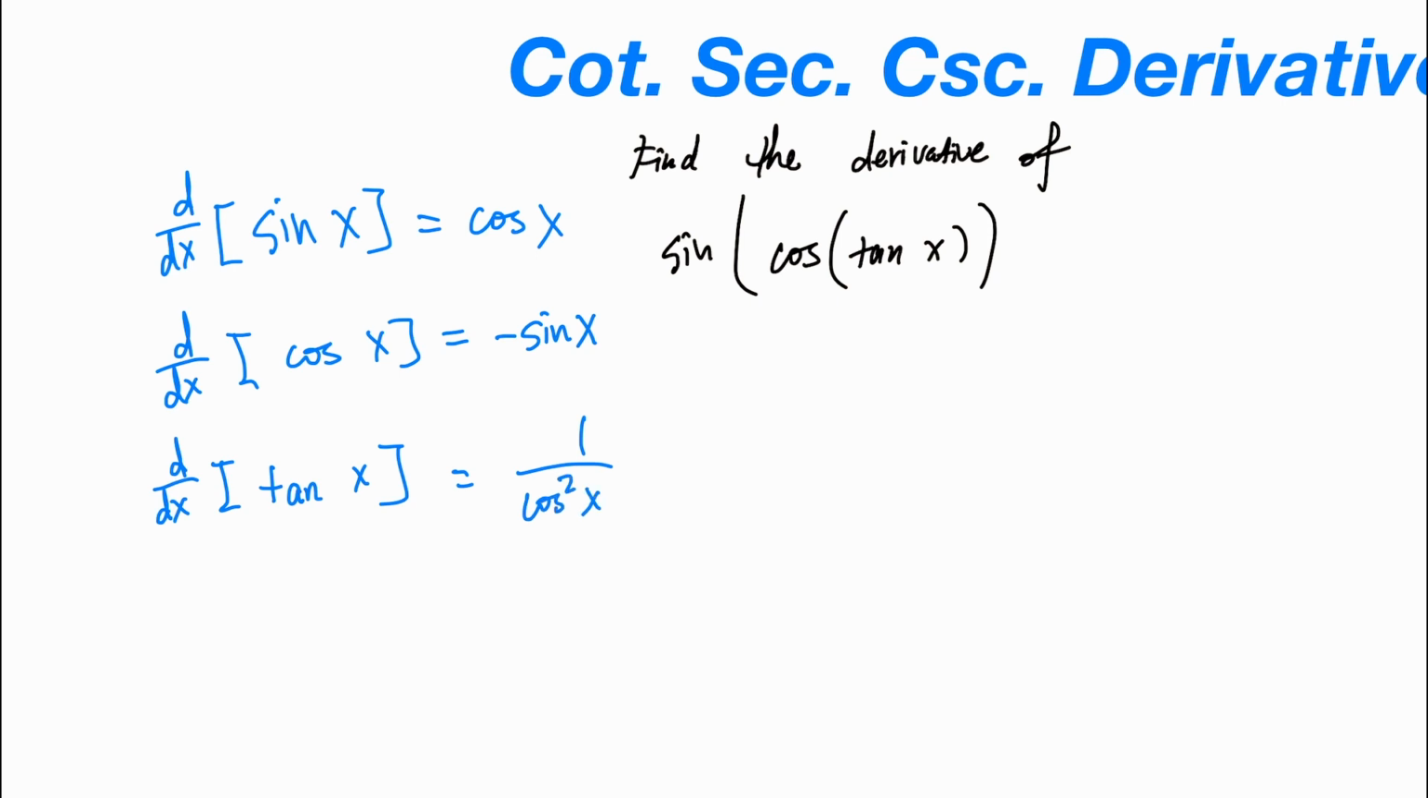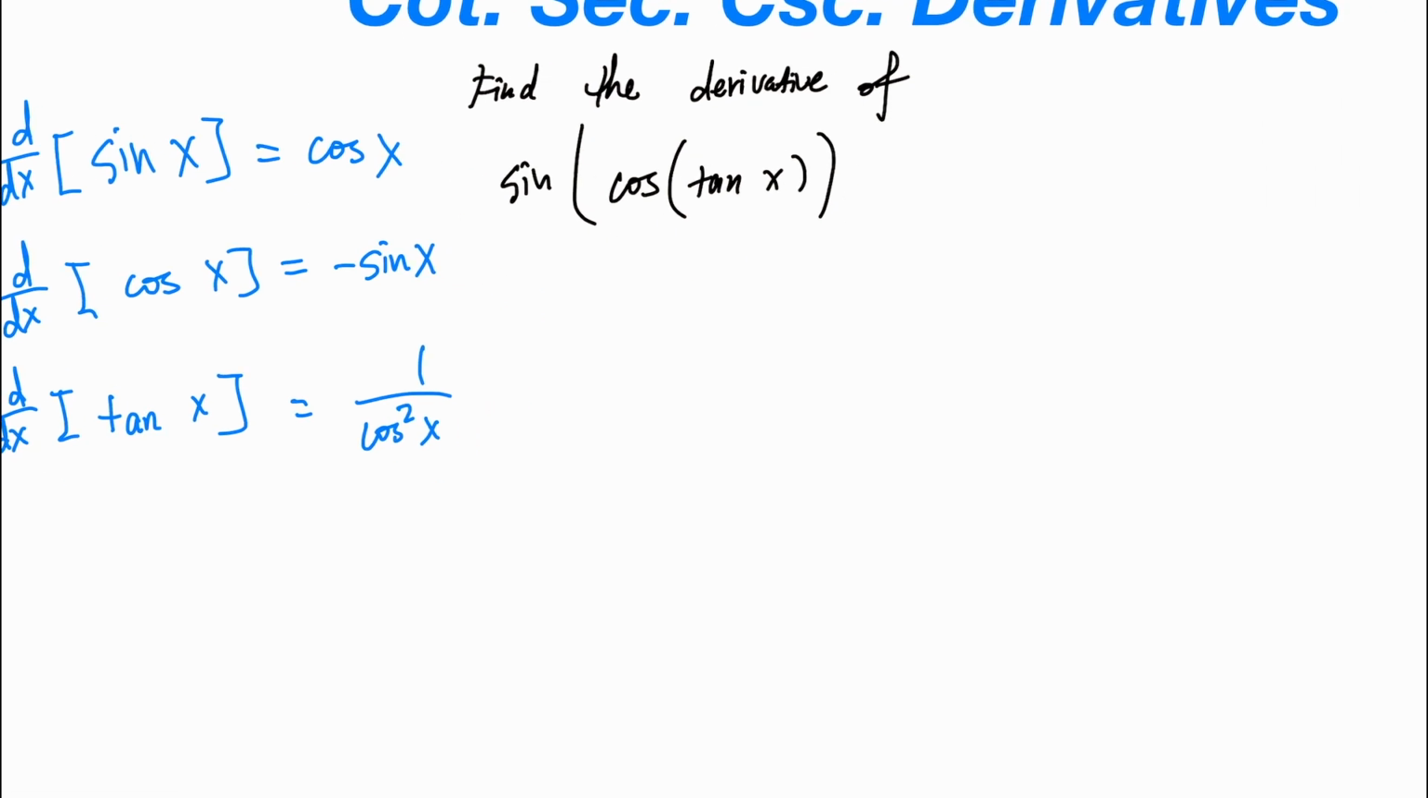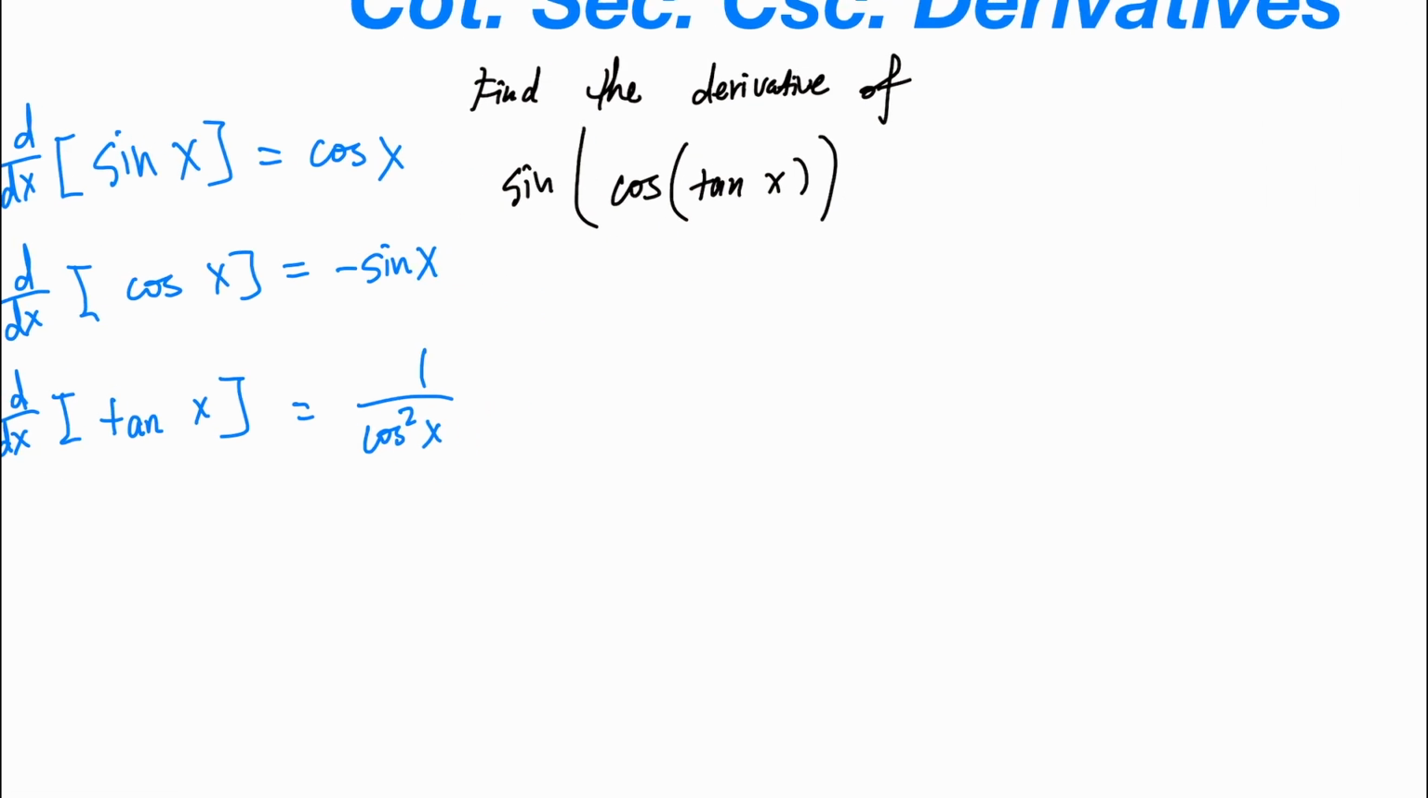And I would rather write it in this form, so I don't have to deal with other functions like secant or anything like that. But of course you can write it as secant squared of x as well. So let's take a look at this problem. How will we handle this kind of problem? Obviously we need the chain rule and we need these identities. So we can start off by simply doing the chain rule.